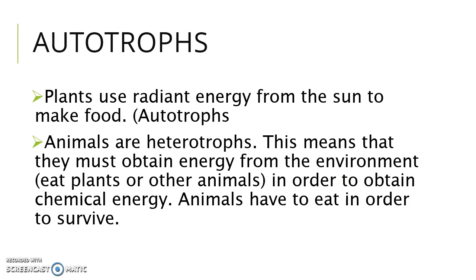Autotrophs. Plants use radiant energy from the sun to make food. Alright, so they're autotrophs. Auto means self. Troph, feed, right? So they're self-feeders. Animals are heterotrophs. This means that they must obtain energy from the environment, eating plants or other animals in order to obtain chemical energy. Animals have to eat in order to survive, right? Plants have to convert the sun's energy into glucose for themselves to survive, and animals have to eat either plants or other animals that eat plants in order to survive.